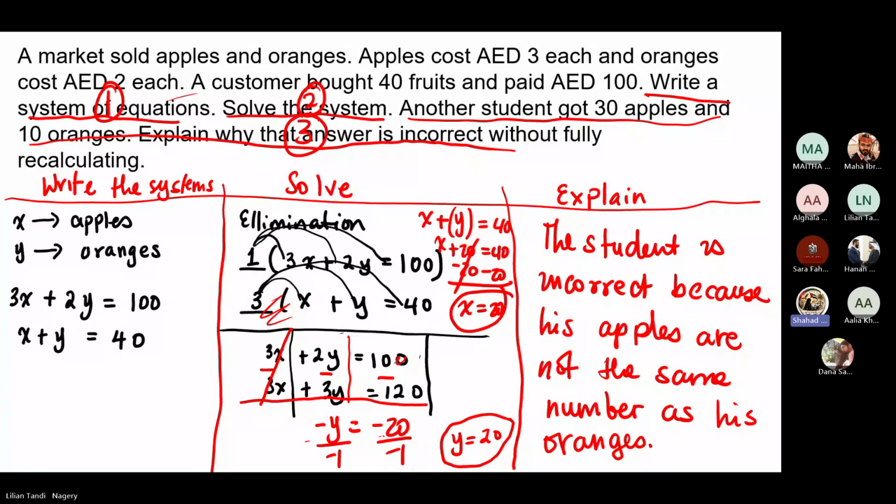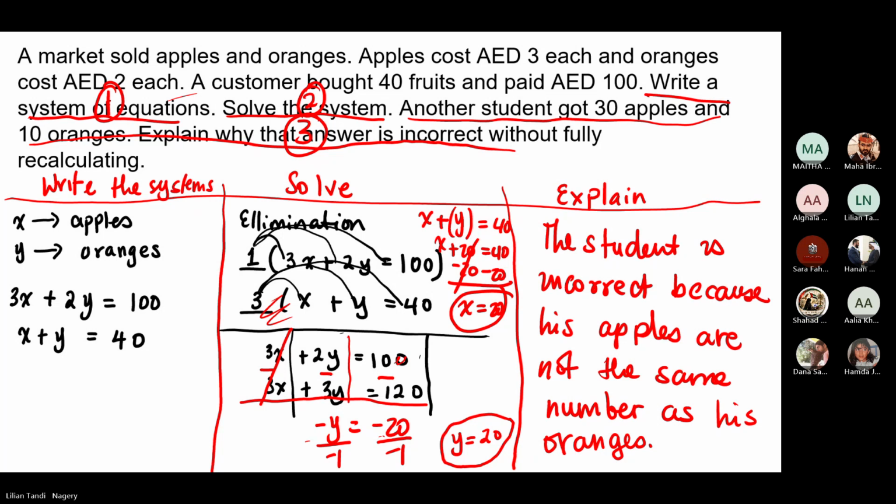Here, Miss, when you write elimination, I don't understand. Okay, Shahad, how many ways can we solve an equation? Two. Yes. How many ways can we solve a system of equations? If you cannot answer this part of the question, I am really worried for you, because you should know how many different ways we can solve a system of equations.